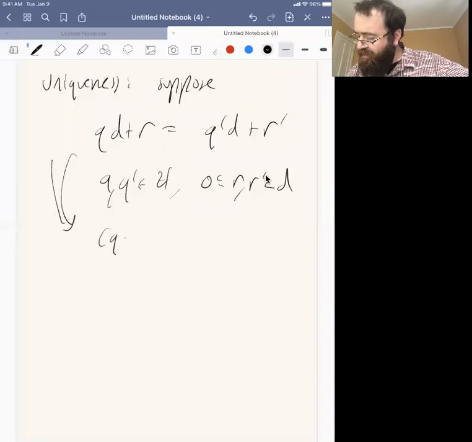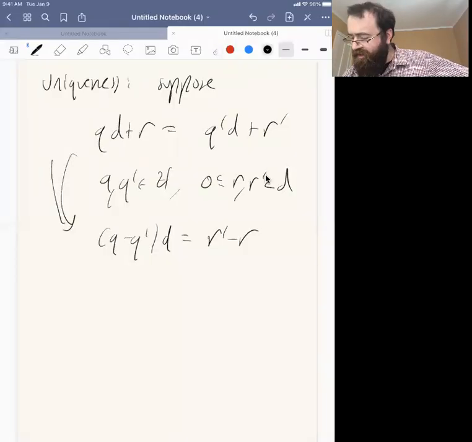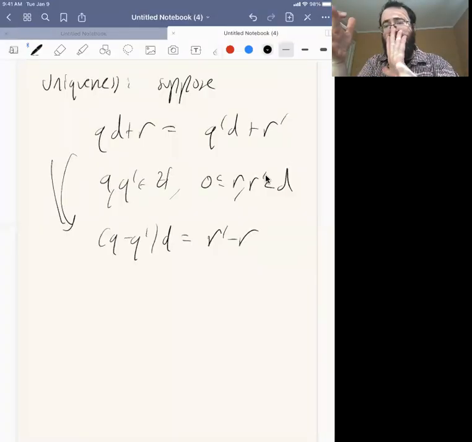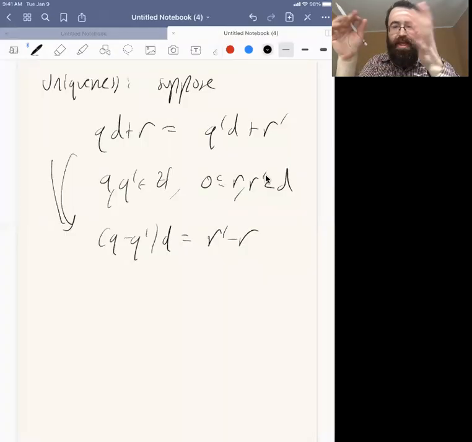can give you that (Q minus Q prime) D is equal to R prime minus R, right? So I subtract off the R from there, I subtract off that from there. Okay, now what is this R prime minus R? It's the difference between two things that are between 0 and D, okay? So let's take their absolute value.